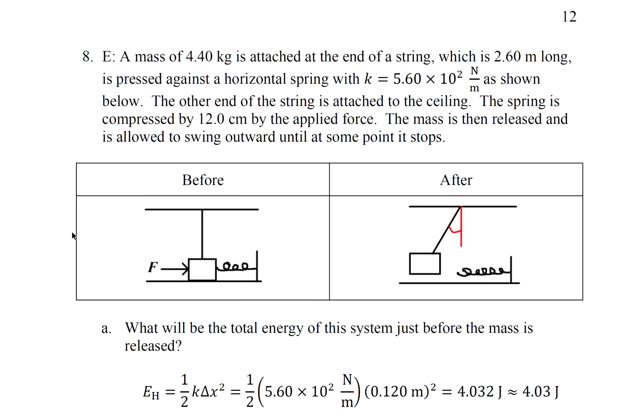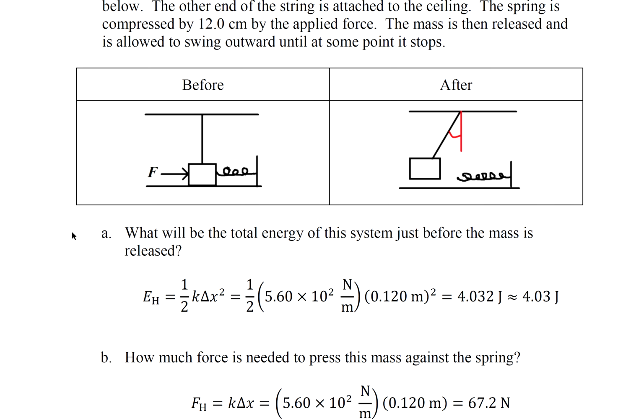Question 8. A mass of 4.4 kilograms is attached at the end of a string which is 2.6 meters long, is pressed against a horizontal spring with K equals 5.6 times 10 to the 2 newtons per meter as shown below. The other end of the string is attached to the ceiling. The spring is compressed by 12 centimeters by the applied force. The mass is then released and is allowed to swing outward until at some point it stops.